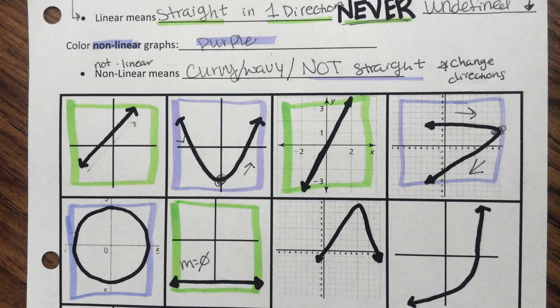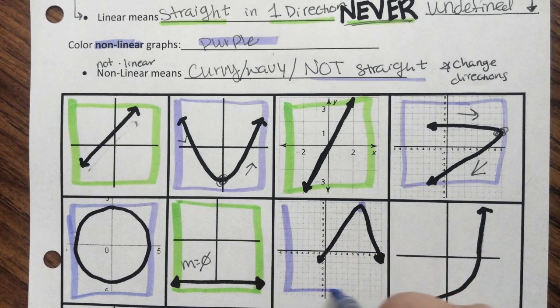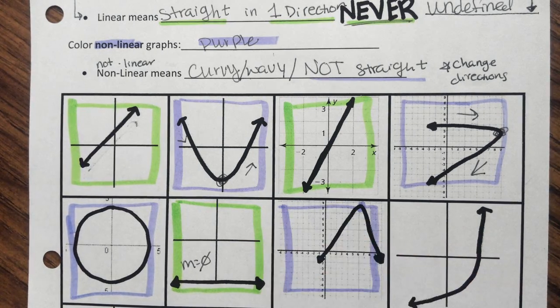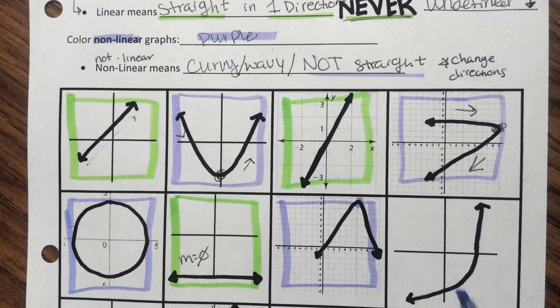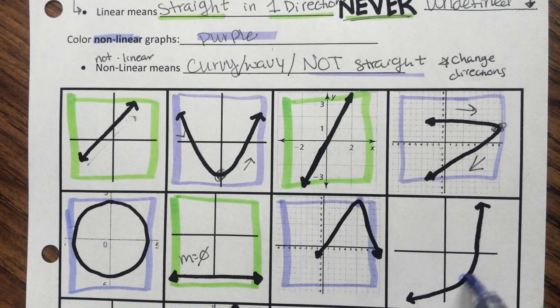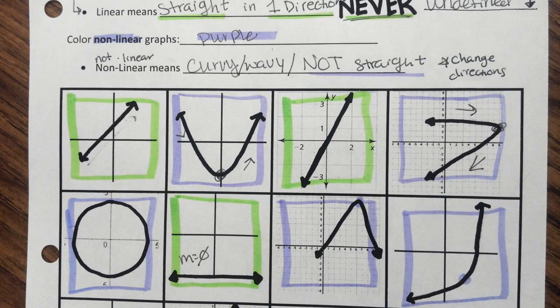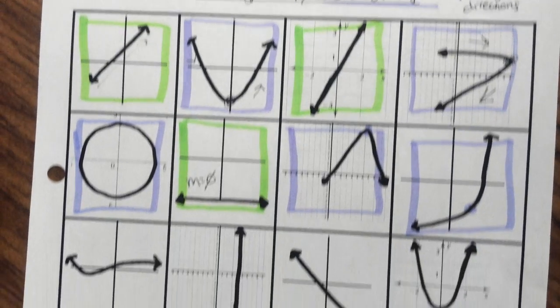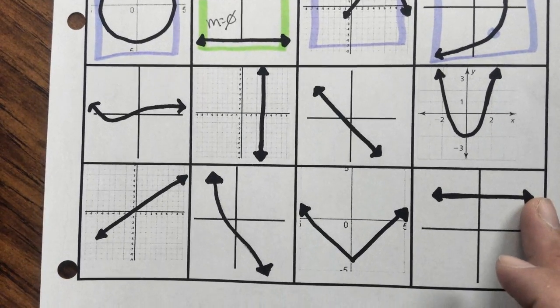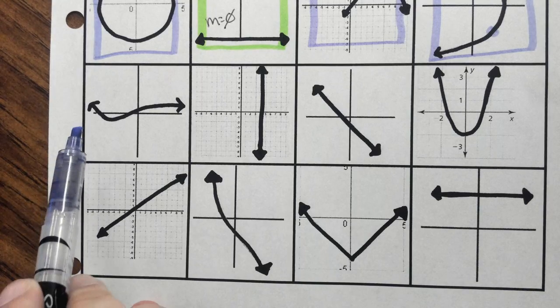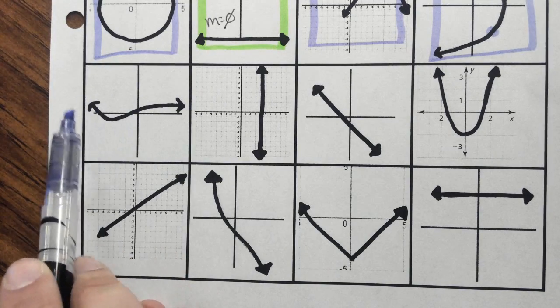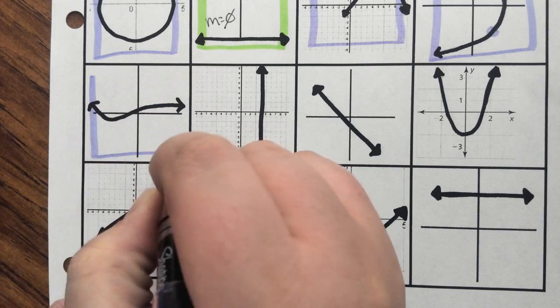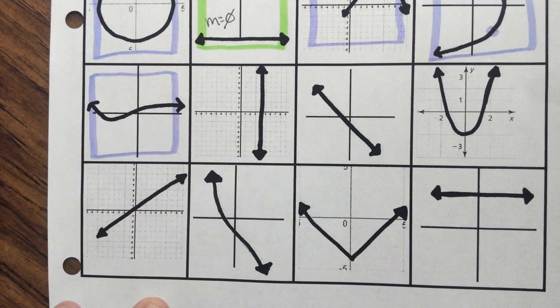The next graph changes directions about right there. It's obviously not a straight line. Also not a straight line. You can see where it changes directions or starts to curve. Now let's look at the bottom 8 graphs. Right here we see that this is a very curvy line. Curvy means not straight, so this is not linear.